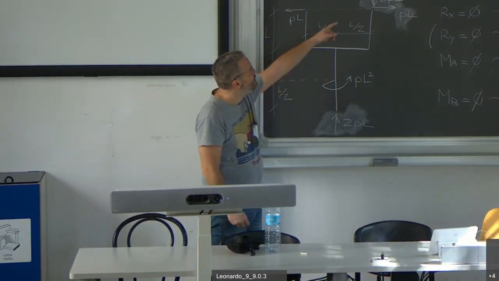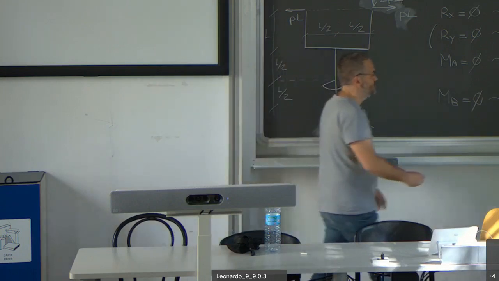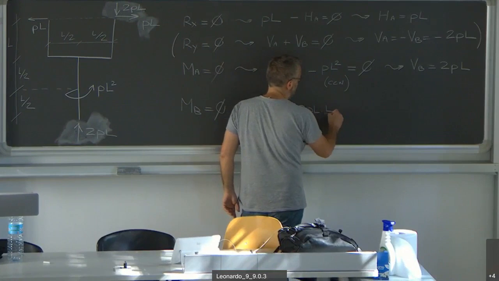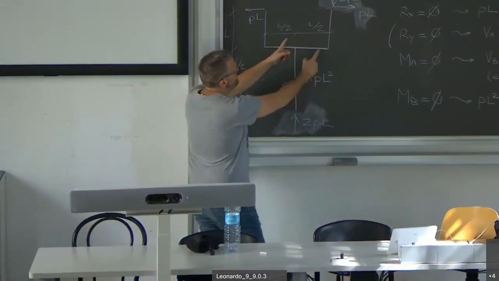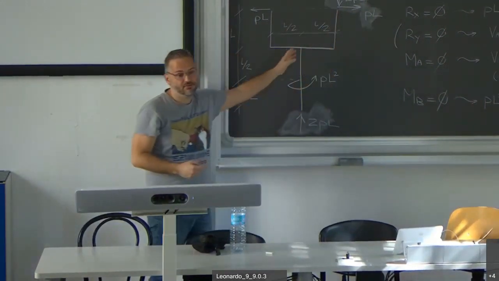I have VA times 2PL, which is clockwise. So minus 2PL times L divided by 2. That's the lever arm. Always measure the normal to the force with respect to the reference point.